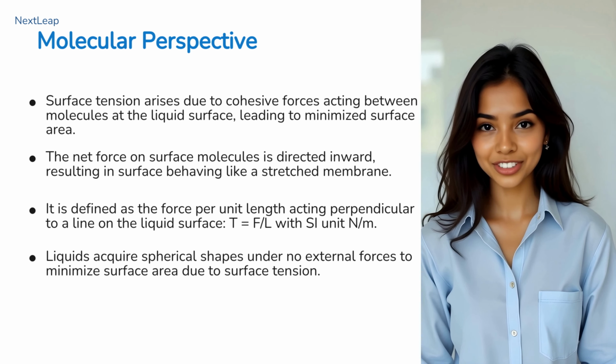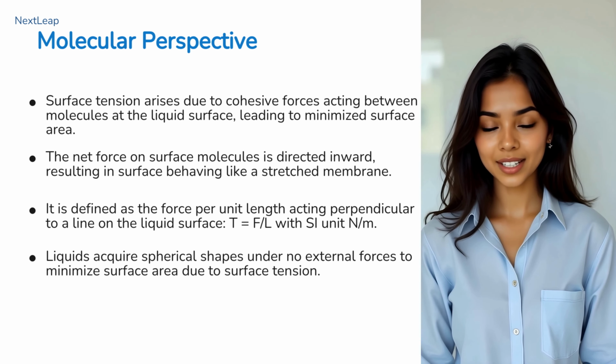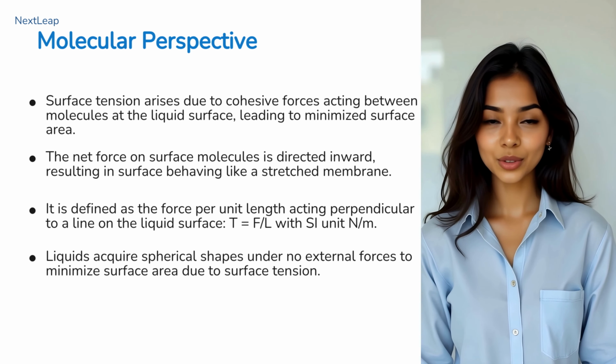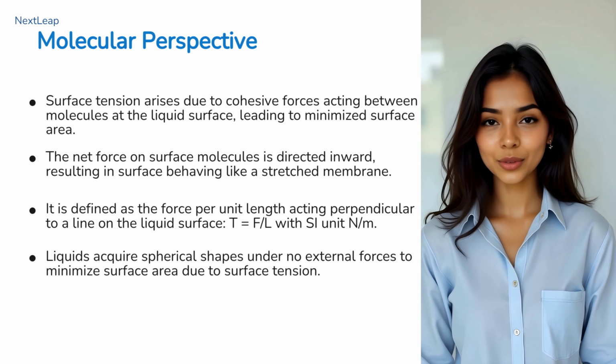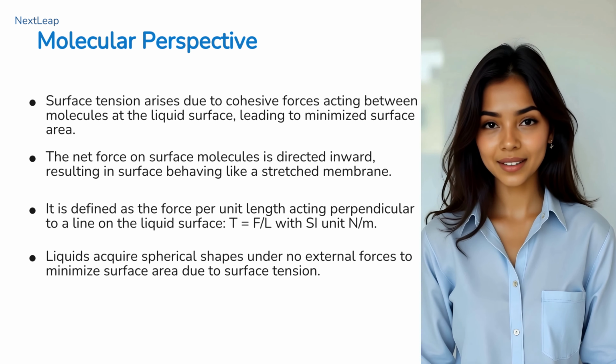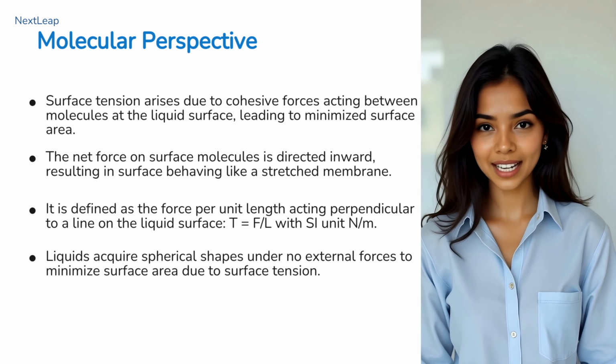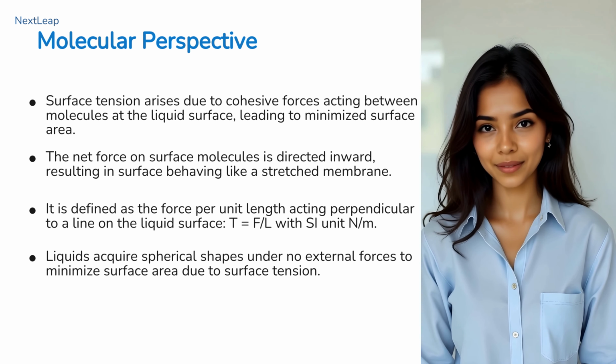We define surface tension as the force acting along a line on the surface, pulling perpendicular to that line. In other words, surface tension T equals force F divided by length L, so T is equal to F over L, measured in newtons per meter.